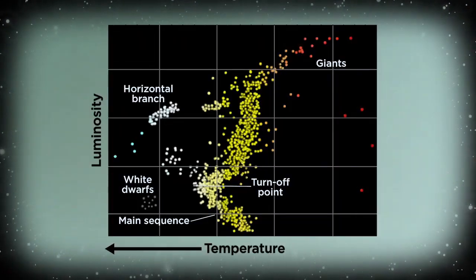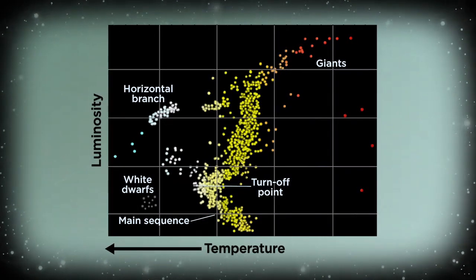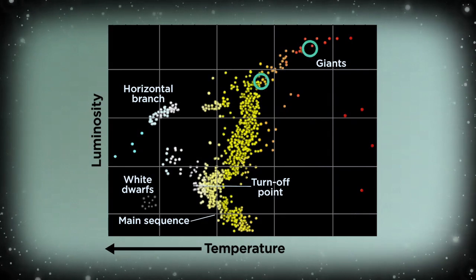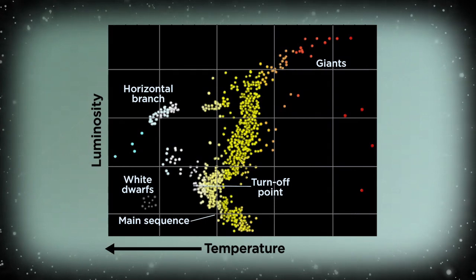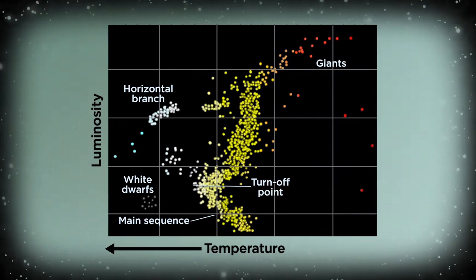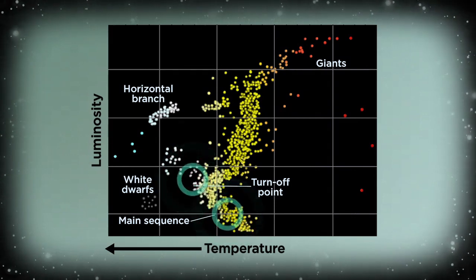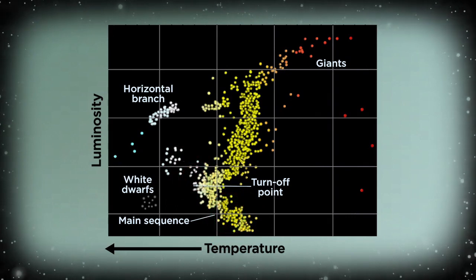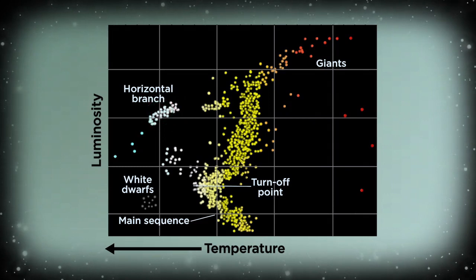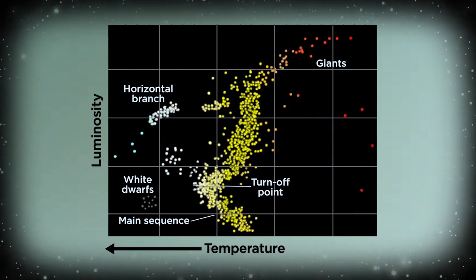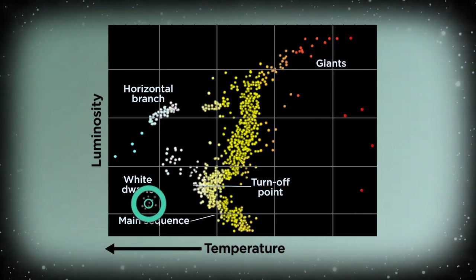The diagram for an older cluster looks different. All the massive stars, which were in the upper left part of the main sequence, have swollen up and become giants. The only stars still surviving on the main sequence are the lowest mass, slowest burning ones. We also see stars on the horizontal branch, busy fusing helium into carbon and oxygen, and if we look hard enough, we can see loads of white dwarfs.